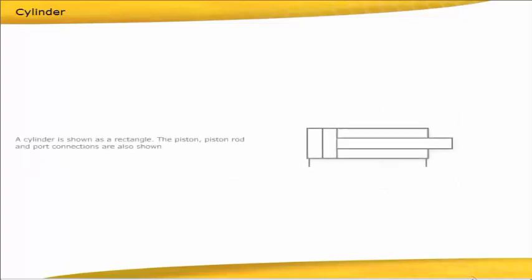A cylinder is shown as a rectangle. The piston, piston rod, and port connections are also shown.